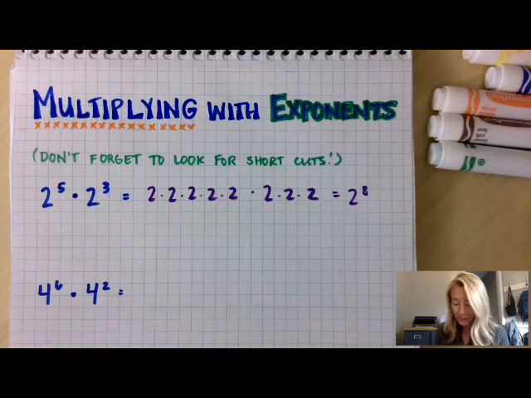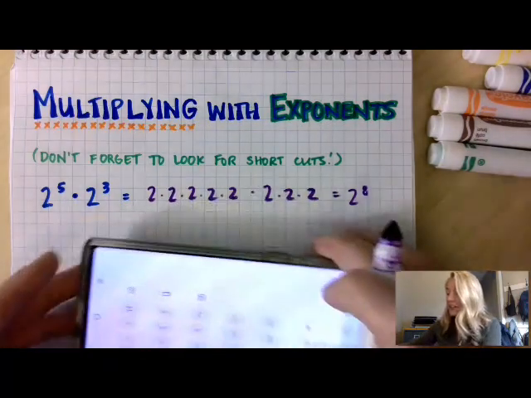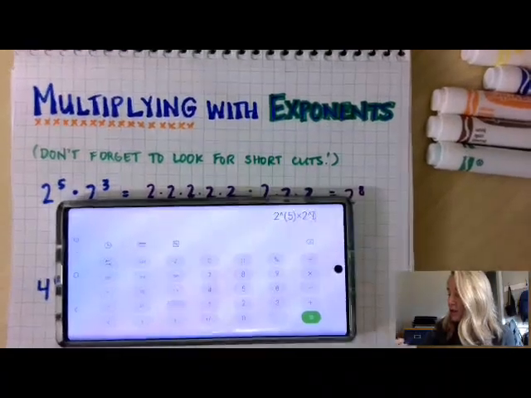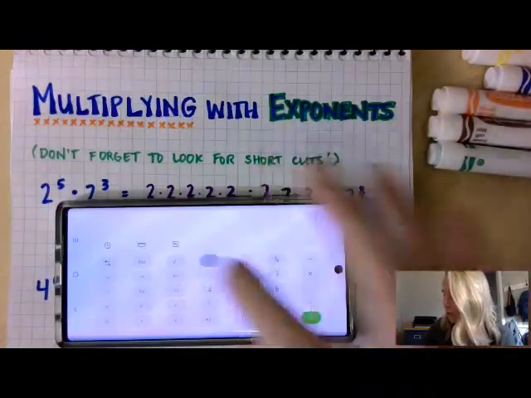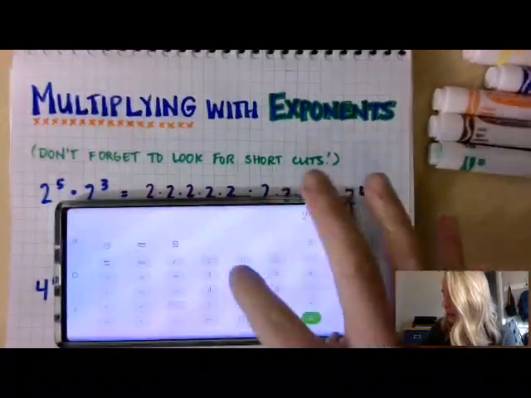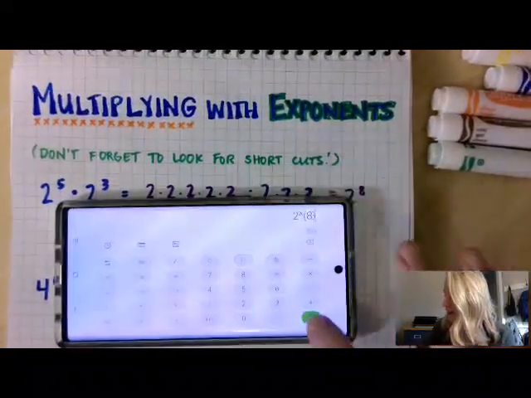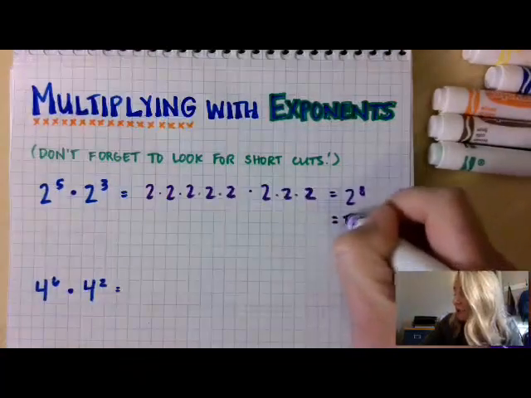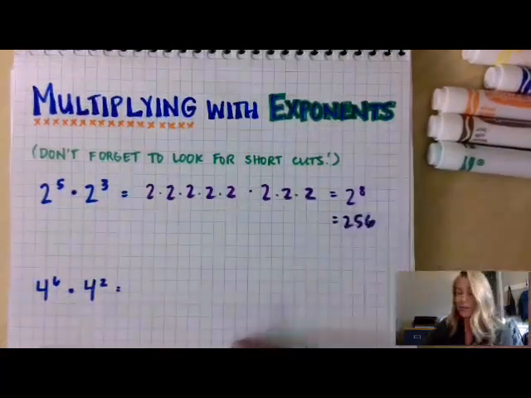So 2 to the 8th power is, if I get out my calculator again, I'm going to clear from before, my last problem, 2 to the 8th power is going to equal 256. So that is the simplest form of that answer that I could put in there, okay?